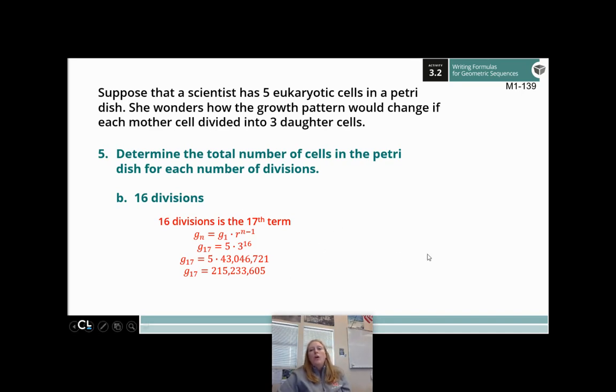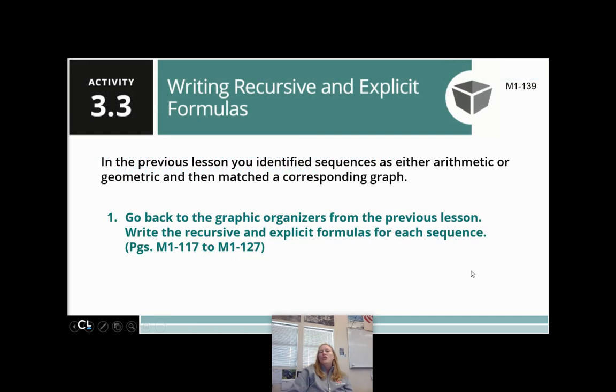Just saying. One last little thing we're going to do before we go. So you know how in the last lesson you had those graphic organizers and you glued in the sequences and you glued in the graphs, and underneath them it said that they were looking for a recursive formula and an explicit formula? That's what you're going to do. So you're going to go back to those graphic organizers on pages M1-117 to M1-127. You've already done the top part. Now you're going to do the bottom part. So you already did the sequences with the graphs. Now you're going to give me the formulas to go with them.